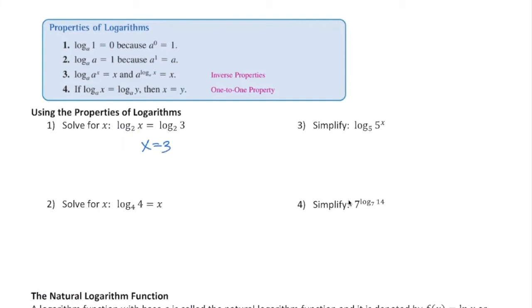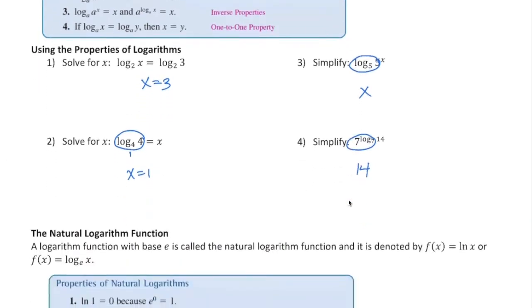For number 2, we have log base 4 of 4. So we know that this expression evaluates to just 1. So x would equal 1. Similarly, on number 3, log base 5 of 5, we know this expression evaluates to 1, so we're left with just x. And for number 4, 7 to the log base 7 of 14, since they have the same base, we know that it will just evaluate to 1. So 1 times 14 will be 14.